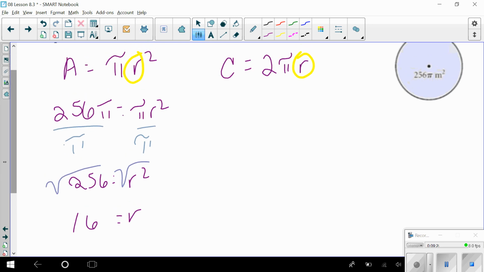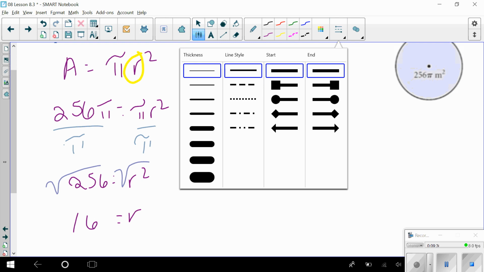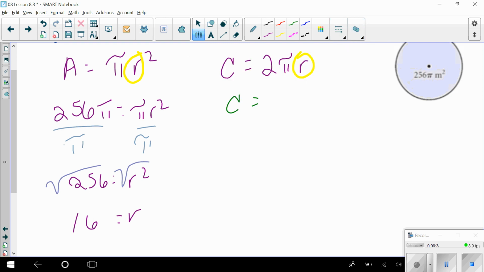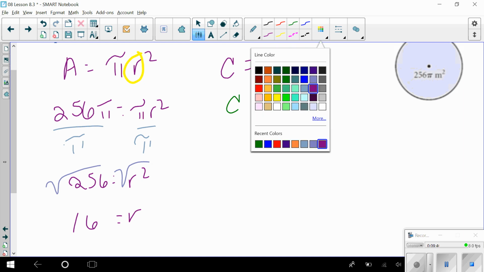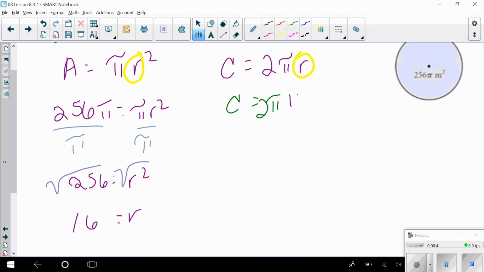So if we know our radius is 16, we can use that to solve for our circumference. Our circumference is 2 times pi times our radius. So our circumference is 32 pi.